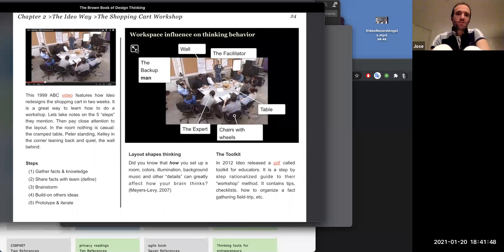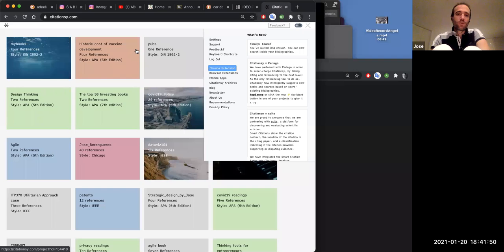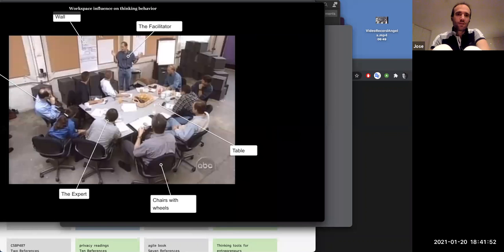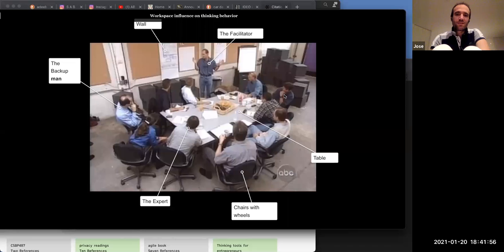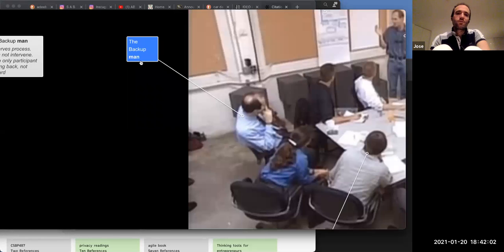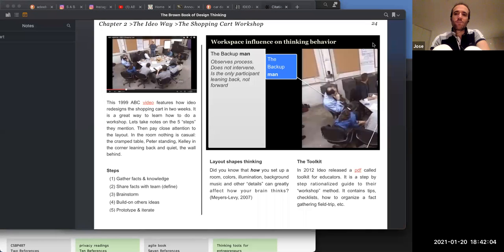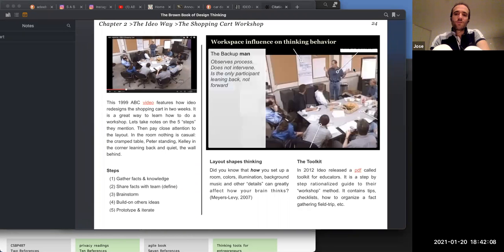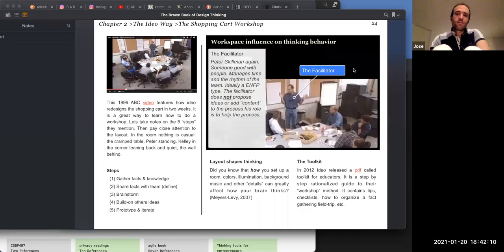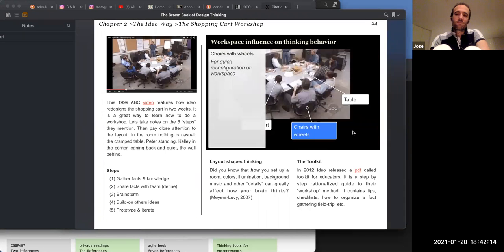I want you also to identify the roles. What do I mean by that? You will see this is the working space where a design thinking workshop happens. So you will see different roles like the backup man and other people. Your job is also, through Post-its, to tell me what the roles are. Okay, sounds good. Are you ready?